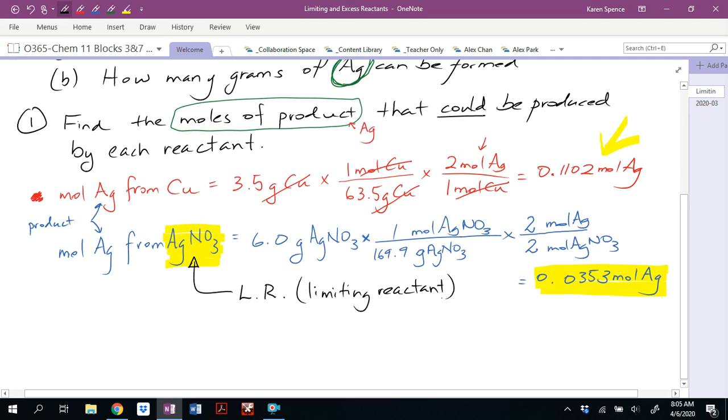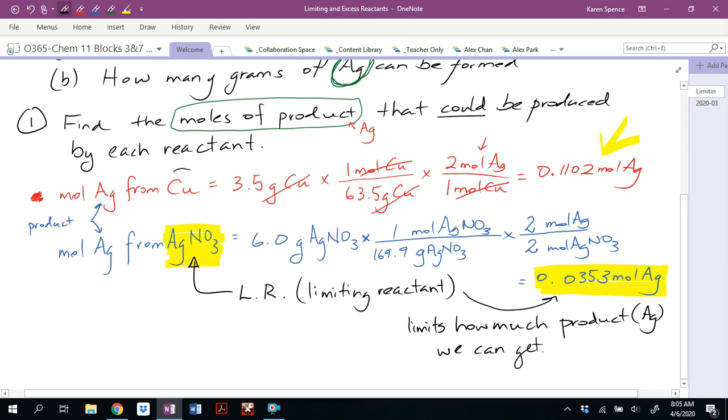Silver nitrate is our limiting reactant because it limits how much product, silver, we can get. And what that also means is that our excess reactant then is going to be the copper. So copper is our excess reactant. So in any limiting reactant problem, the first thing you're going to want to do is identify who is the limiting reactant, who is the excess reactant, and then you're set.